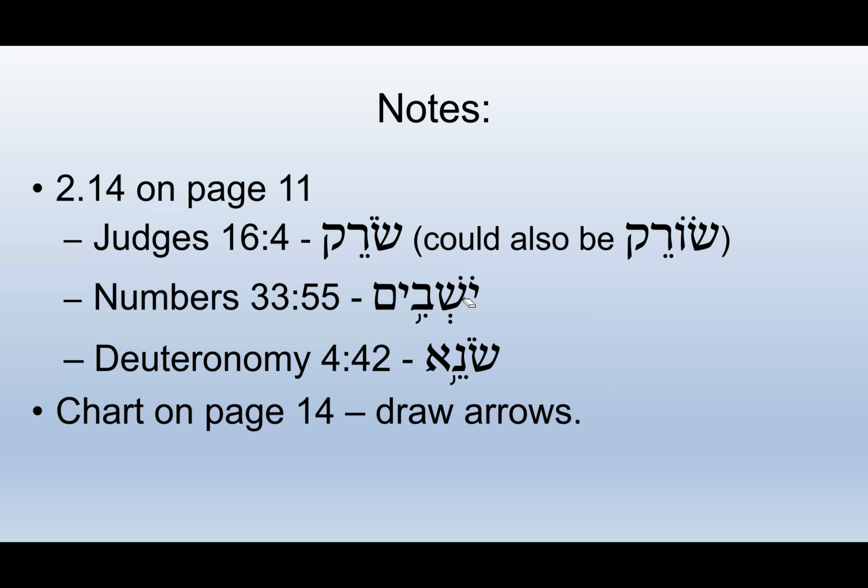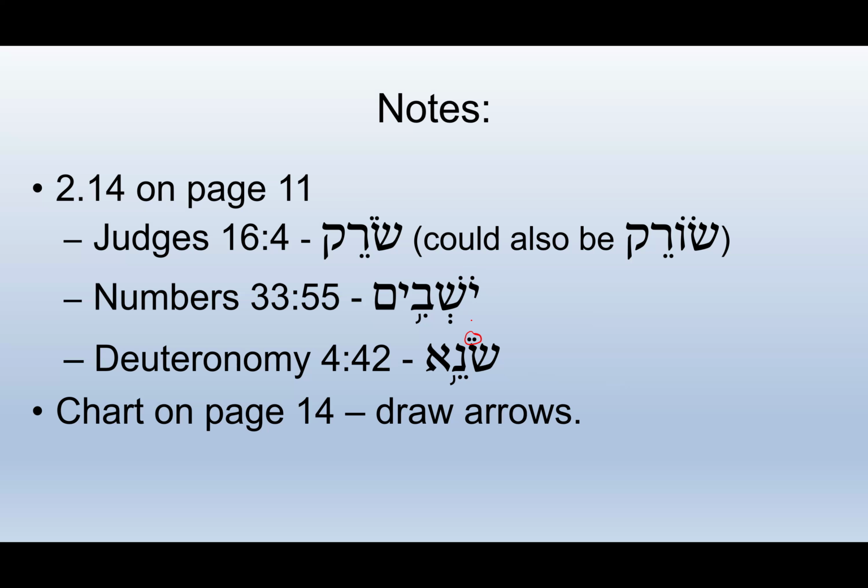So I think you can just safely ignore it. And then the one from Deuteronomy is basically the same thing for a sin. The holem is also there. So I think you can just ignore that 2.14. I do not see that happening.